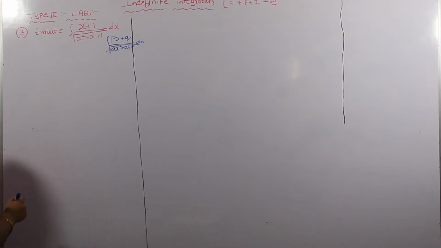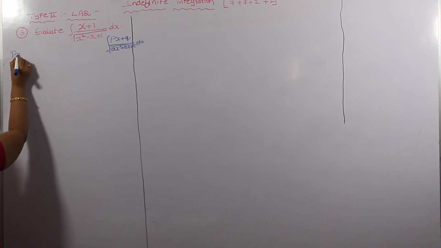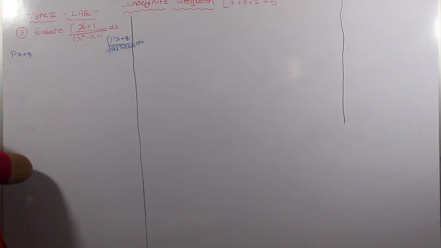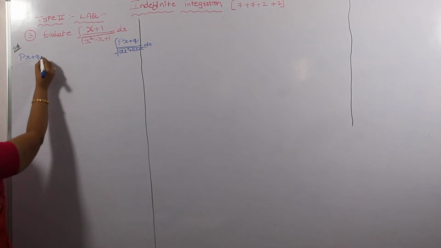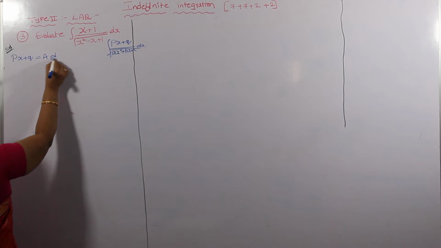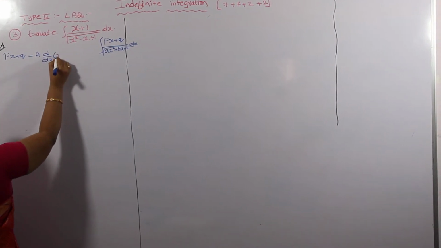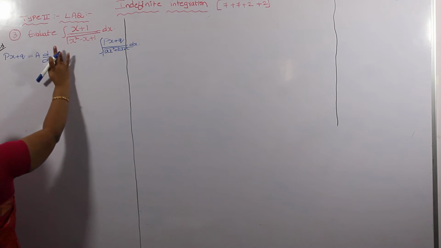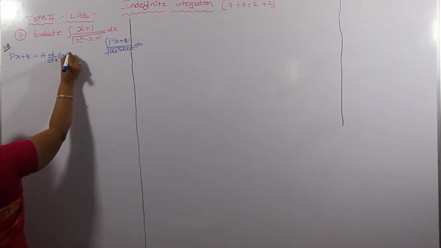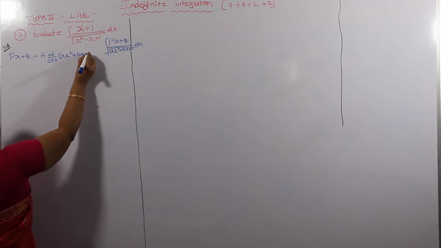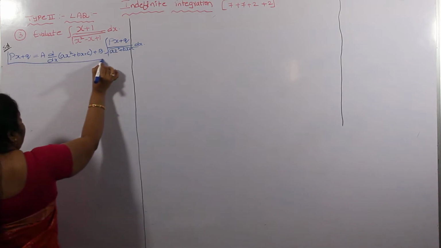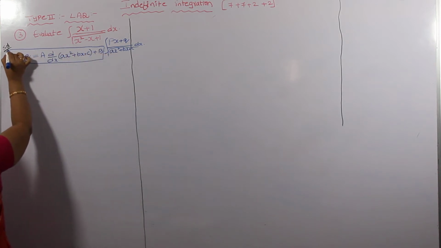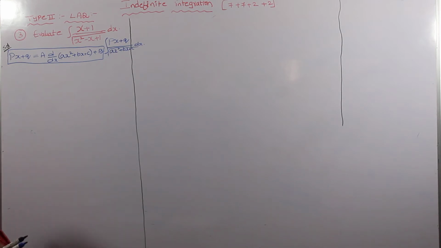Here also we are applying the same formula. We take px plus q is equal to A into d by dx of (ax square plus bx plus c) plus B. In type 2 also we apply the same formula, that is px plus q is equal to A into d by dx of (ax square plus bx plus c) plus B.